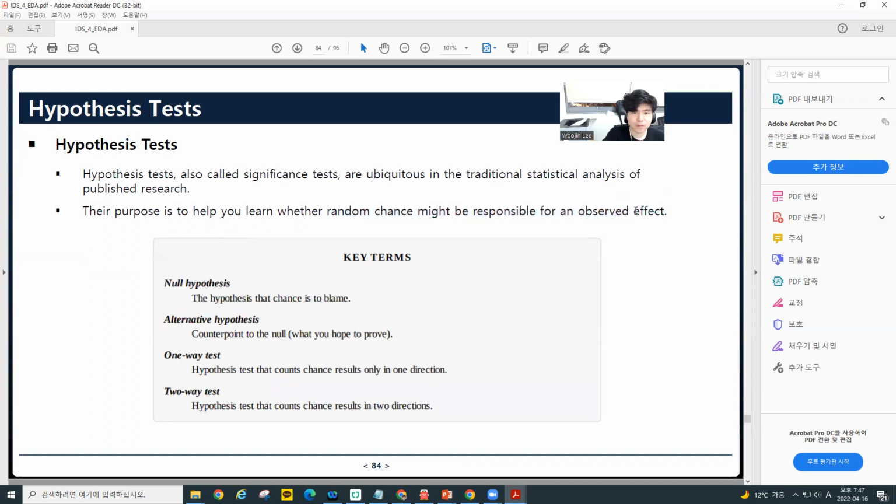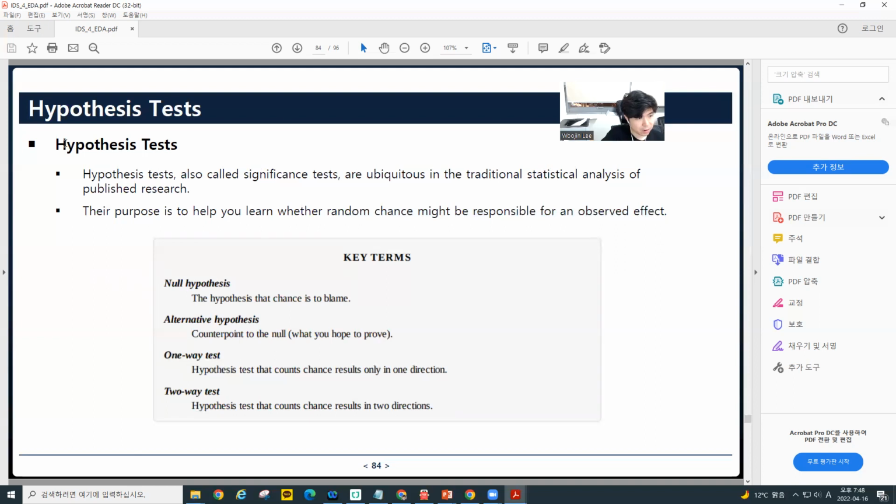So we want to find, even though there is a difference between A and B, we want to check whether this is really significantly different, and we have to fight with the randomness of it. So we check whether randomness alone can produce these kinds of differences.